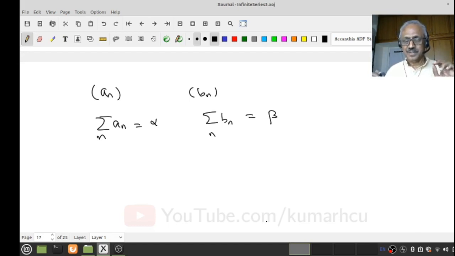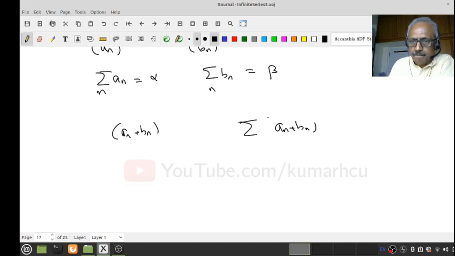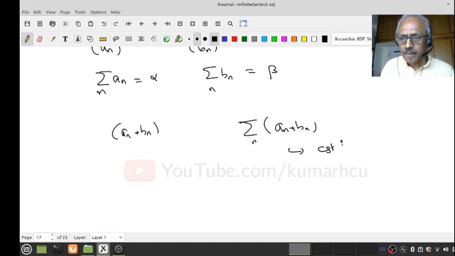Always remember, do not think of a finite sum and try to fiddle around as you do in algebra. Okay, now I have a new sequence an plus bn. Therefore I have an associated infinite series an plus bn. So what is the question I should ask now? The question I should ask is, first, whether this is convergent. Second, if so, what is the sum?